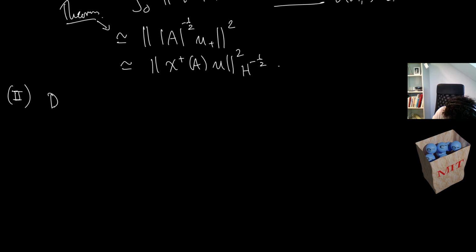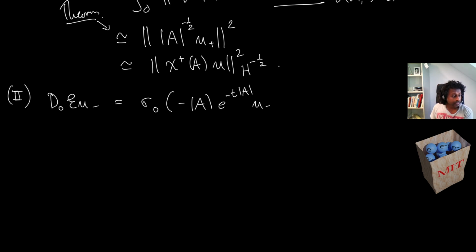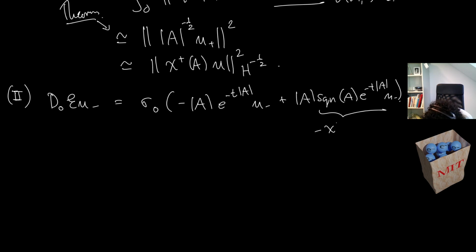So now let's have a look at d naught EU minus, right? So we have to still take care of this other term. So this is going to be equal to sigma naught. Now we've seen before the first term is modulus a e to the minus t modulus a u minus, and in the second term what we had was a signum of a e to the minus t modulus a u minus. But here this term is just going to be negative chi minus of a.